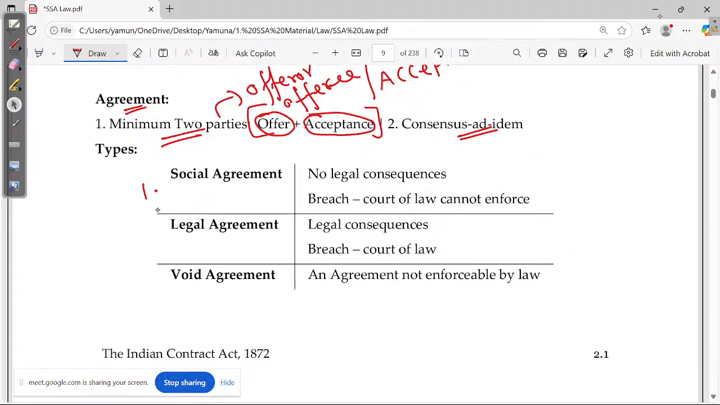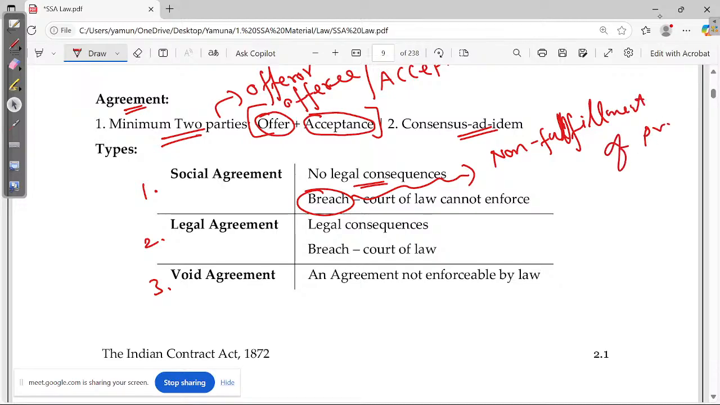Three types we have: social, legal and void. Social means there are no legal consequences in terms of breach. What do you mean by breach? It means non-fulfillment of promise. If you want to make a note of it, yes, you can make a note of it. Non-fulfillment of promise.